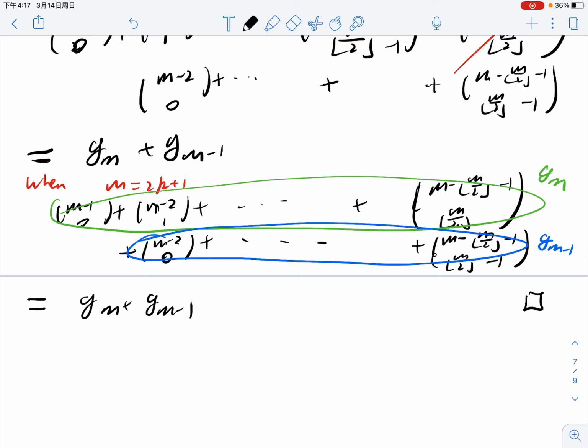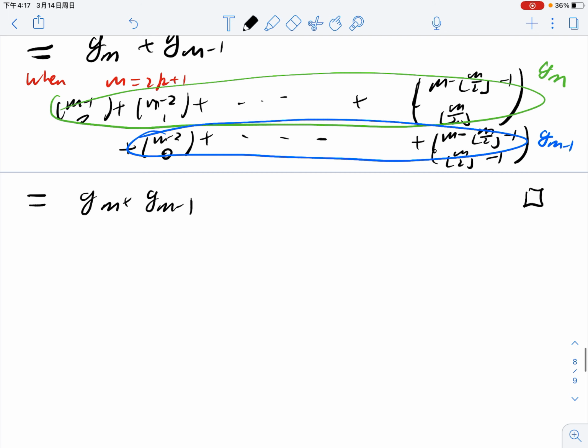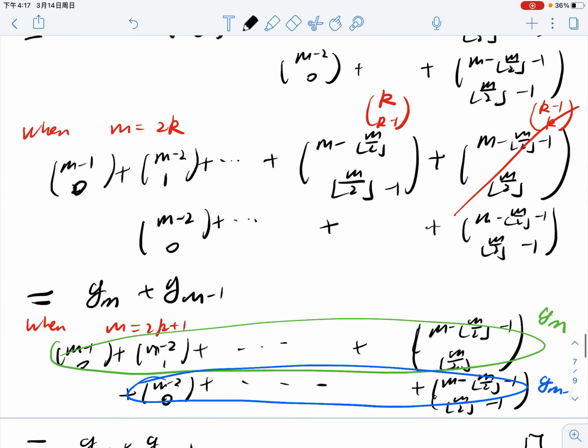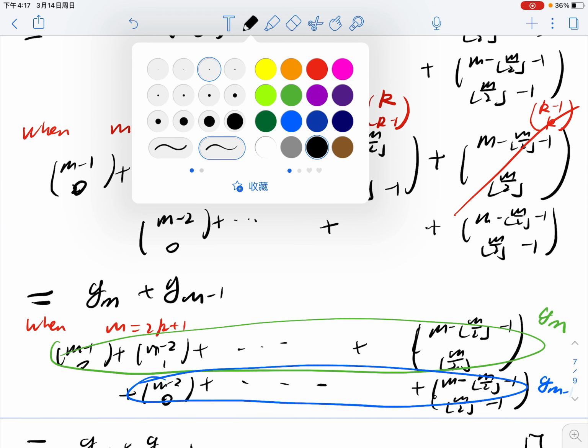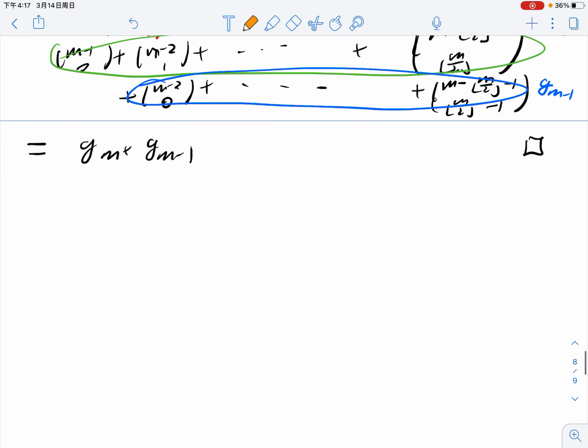Okay, and if you still cannot see it, I can write one more step. Then you have, by assumption, Fm plus Fm minus 1, which is Fm plus 1 by the property of the Fibonacci sequence.